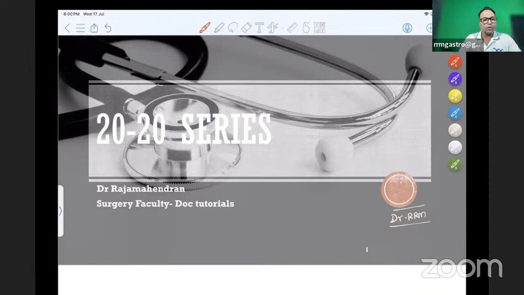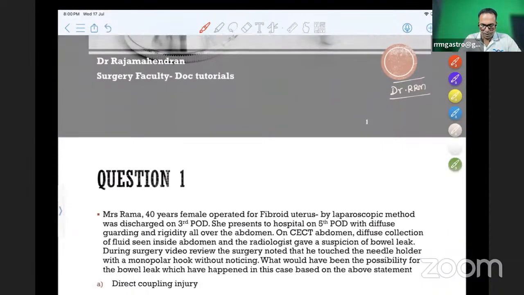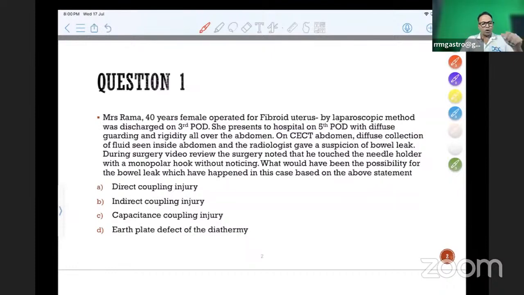So let us discuss the 20 questions we had from surgery. I had made some very important, interesting concepts suitable for NEET PG. The first question is on Mrs. Rama, 40 years female, operated for fibroid uterus by laparoscopy. Please understand this concept is related to laparoscopic diathermy injuries.